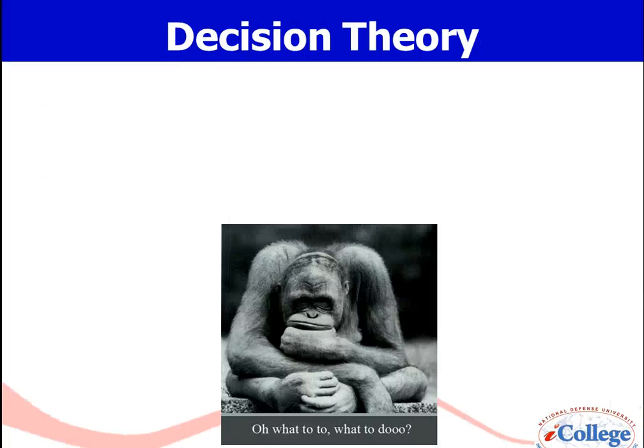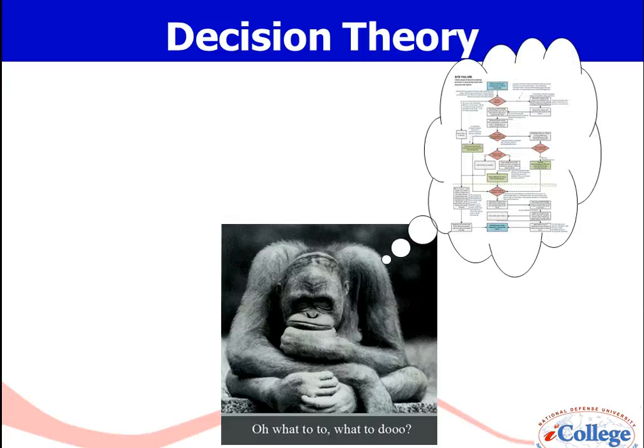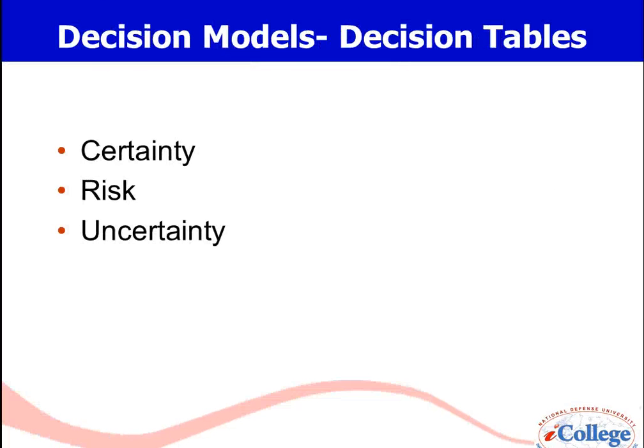Now let me turn to a subject that was a hot topic a number of years ago, perhaps not so much today, but still provides the IT manager a valuable set of tools, that of decision theory. Let's talk about 3 general environments for making decisions: conditions of certainty, conditions of risk, and conditions of uncertainty.